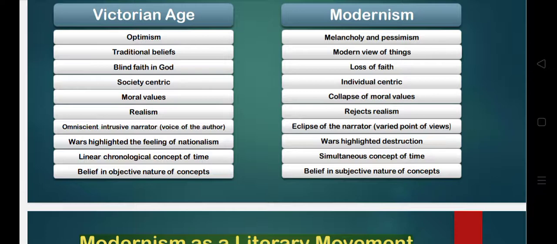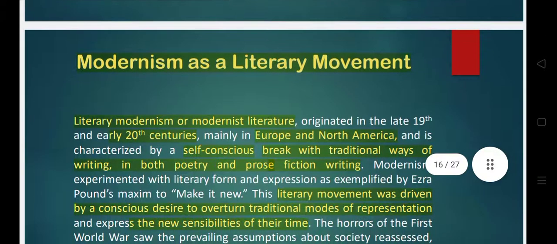In the Victorian age there was an omniscient intrusive narrator, the voice of the author, whereas in modernism there was an eclipse of the narrator and varied points of view. In the Victorian age wars highlighted the feeling of nationalism, whereas in modernism wars highlighted the destruction, casualties, all of these losses. In the Victorian age there was a linear chronological concept of time, whereas in modernism there was a simultaneous concept of time. In the Victorian age we saw belief in the objective nature of concepts, whereas in modernism we saw belief in the subjective nature of concepts. So this is a comparison between the Victorian and modern age.